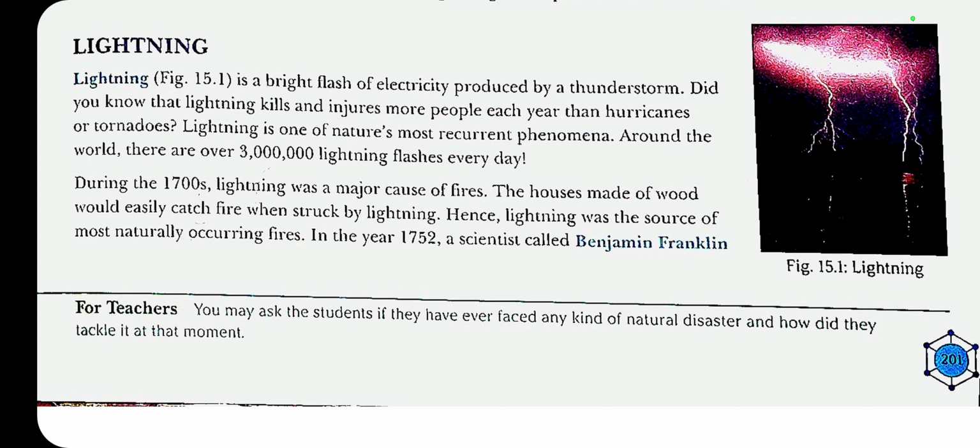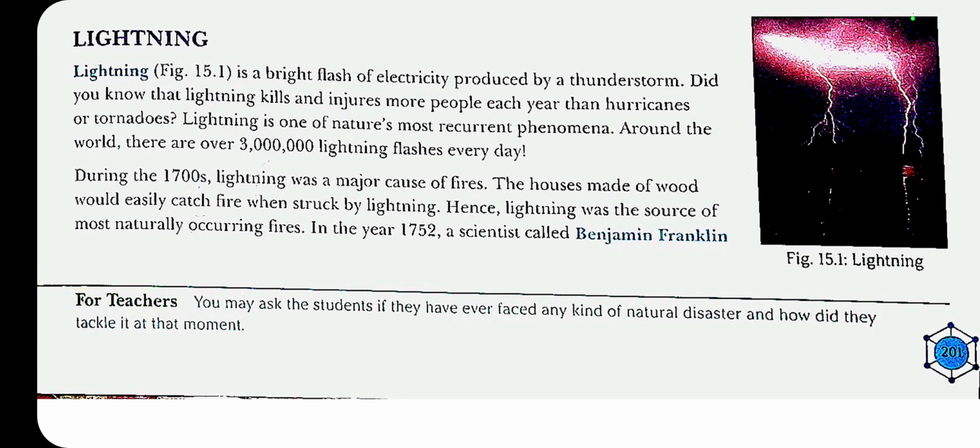We'll know why after we read the next two lines. Lightning is one of nature's most recurrent phenomena, which means that lightning occurs frequently. Lightning is a natural phenomenon, so it is nature's phenomenon. Now the phenomenon of lightning occurs repeatedly and frequently. Around the world, there are over 3 million lightning flashes every day.